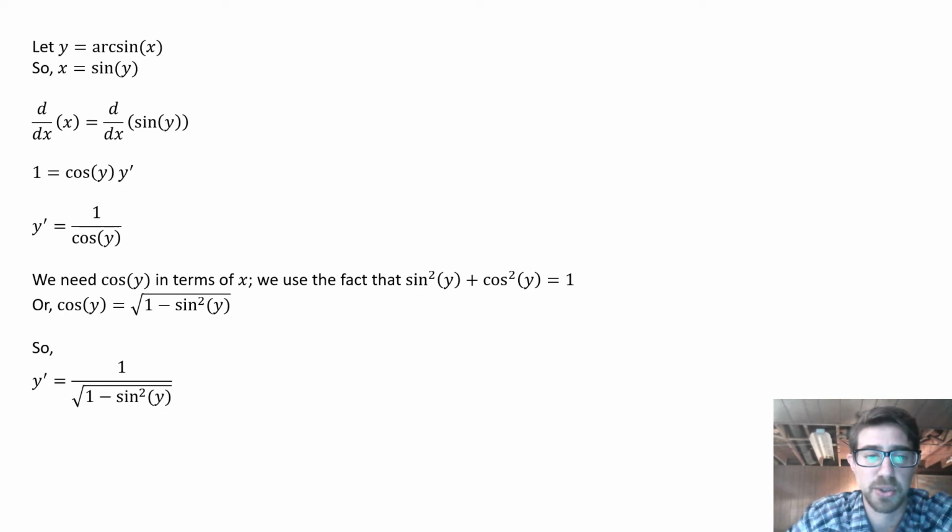y prime is 1 over the square root of 1 minus sine squared of y. And the reason we did that, remember, is we have to get everything back in terms of x. And if you look all the way back up to the top there, what is sine of y? Sine of y is x. So that denominator is square root of 1 minus x squared.